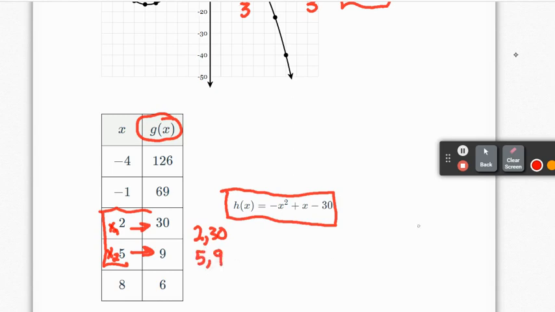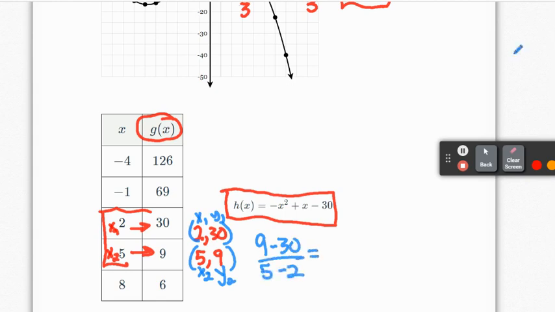So what I do with that is use my slope formula. This is my point 1, this is my point 2, so this is x2, y2, and this is x1, y1. So I do 9 minus 30 over 5 minus 2. Working that out, that's going to give me -21 over 3. That should give me -7. So that is the slope on the interval for g.